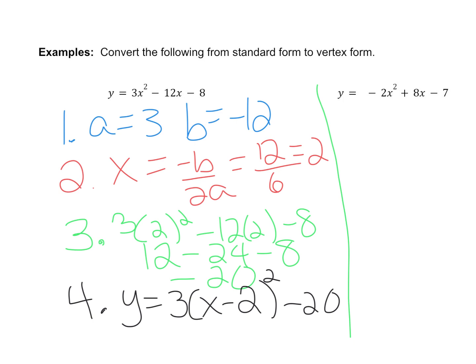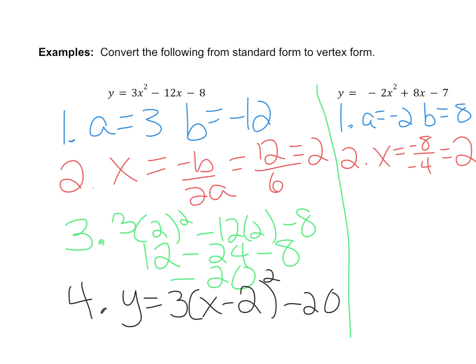Now looking at my second example, I'm again going to start off by finding my a and b values. So in the equation y equals negative 2x squared plus 8x minus 7, my a value is negative 2 and my b value is 8. Now that I know a and b, I'm going to plug them into my equation for my axis of symmetry, x equals negative b over 2a. So in this case, I get x equals negative 8 over 2 times negative 2, or negative 4, which gives me a value of 2.